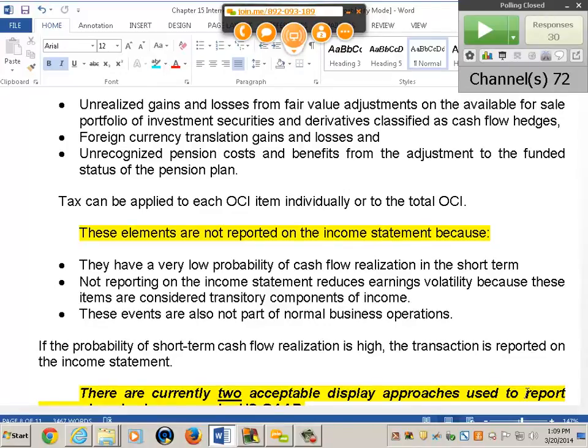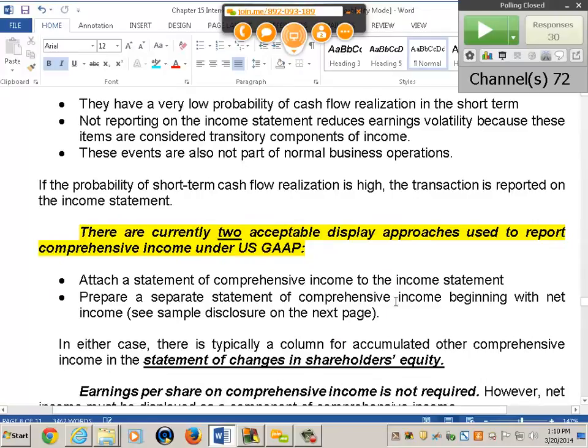Now, the key for us is, all right, fine, we know what gets there. How is comprehensive income going to be reported? I want you to be careful because a lot of people buy used textbooks. This has changed. You have to show comprehensive income in a statement, either appended to the income statement, that's the single statement method, or as a separate statement with the income statement. In other words, two separate statements. And I'm going to show you an example of a two-statement approach.